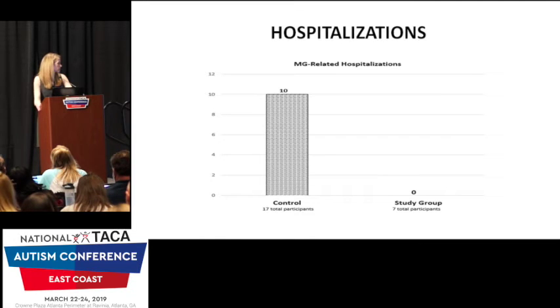And this is in the same study where it looked at hospitalizations in regards to myasthenia gravis, and there were 0 hospitalizations for the study participants, but yet there were 10 hospitalizations for those in the control group over a 90-day period.